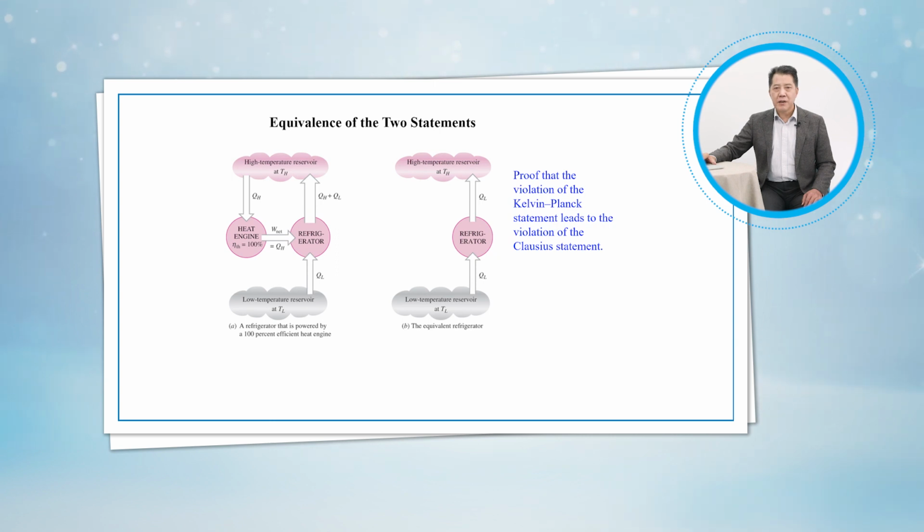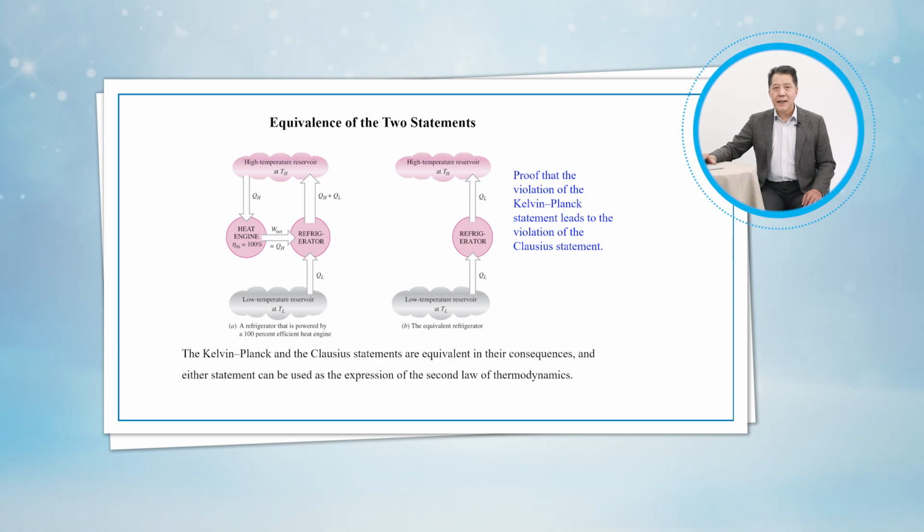The combination of these two devices can be viewed as a refrigerator, as shown in figure B, that transfers heat from a cooler body to a warmer one without requiring any input from outside. This is clearly a violation of the Clausius statement. Therefore, a violation of the Kelvin-Planck statement results in the violation of the Clausius statement.